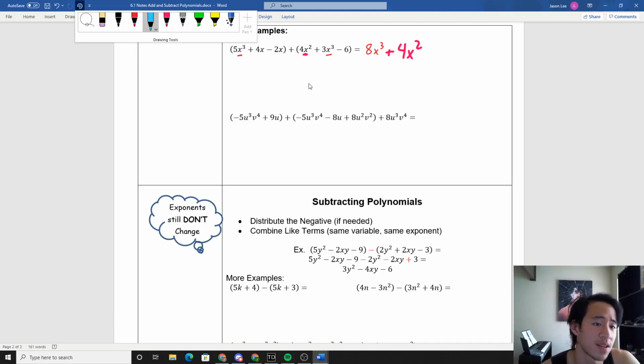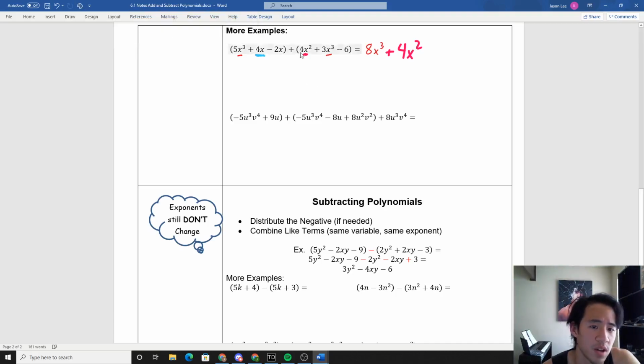And now we're going to look for any x to the first, and we have 2 of them here that are actually in the same polynomial. So we're just going to have to combine these two. 4x minus 2x, that is positive 2x.